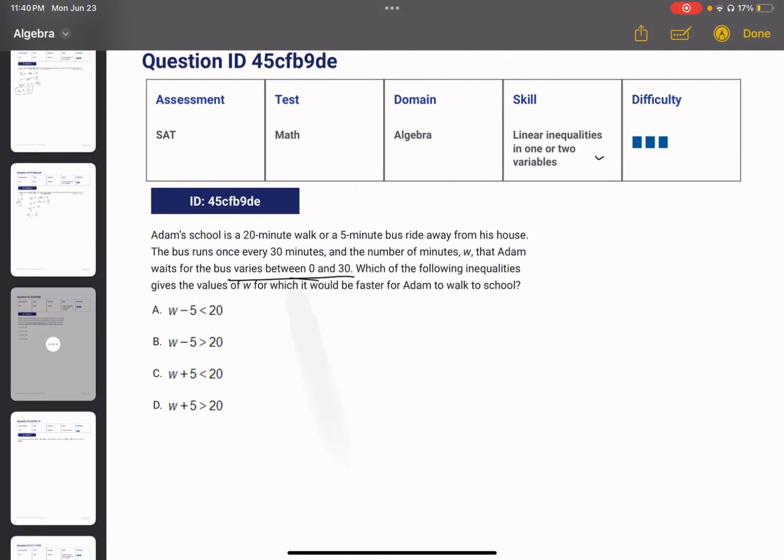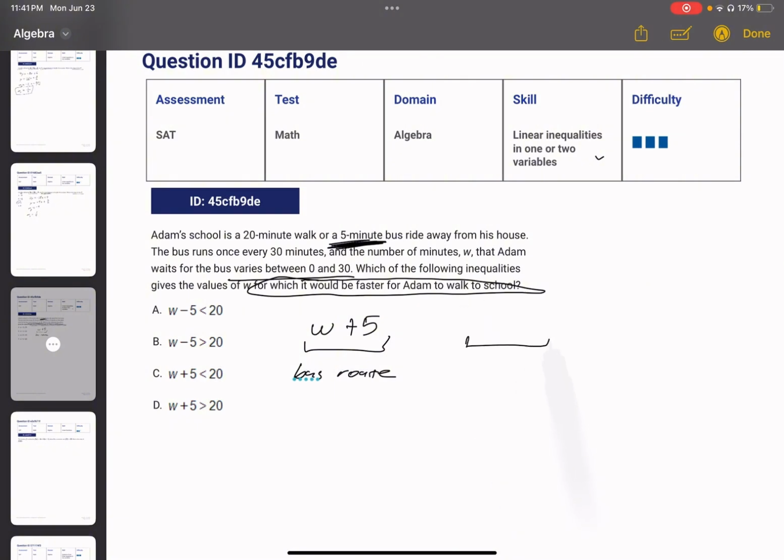Okay, so it's asking for which values it would be faster for Adam to walk to school. So we know that W plus 5 is going to be greater than the walk, because W is the wait time, which varies, plus 5 for the bus. So this is the bus route right here, because he has to wait for the bus, denoted by W, and then it's regardless 5 minutes every time for the bus ride to school. And then the walk is always 20 minutes, constant and reliable.